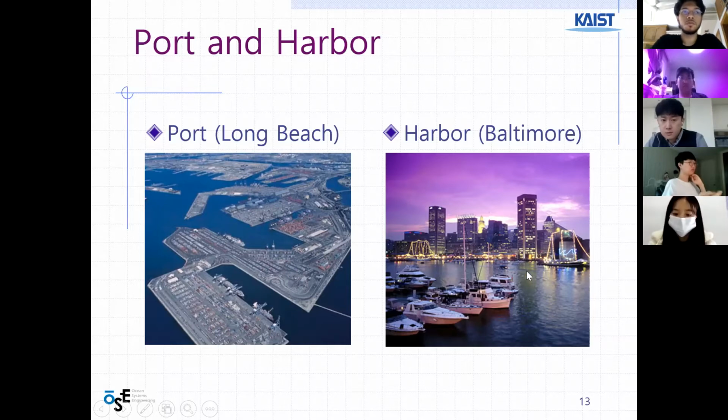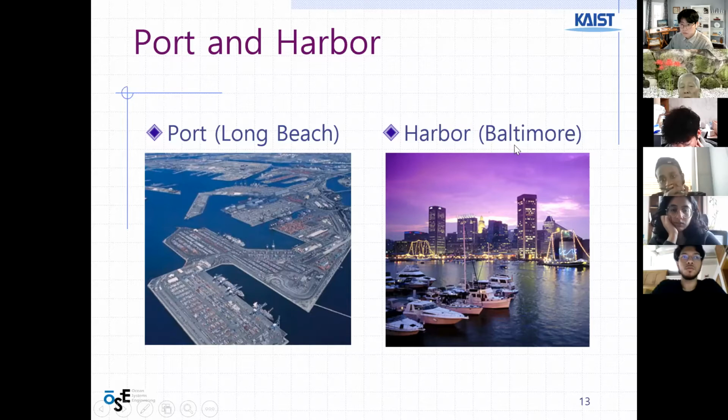And harbor, this is Baltimore. Baltimore is also another city on the east coast of the United States. But you can see that the area is small. And also you cannot see big ships. On the left-hand side, there are big ships. They look small, but this is a big ship. On the right-hand side, there are only yachts and cruise and fishing ships. So smaller ships are gathering.